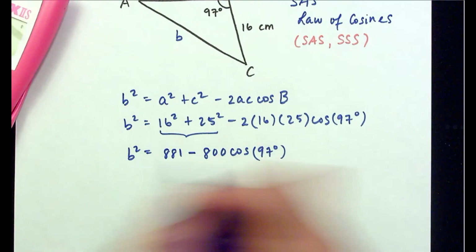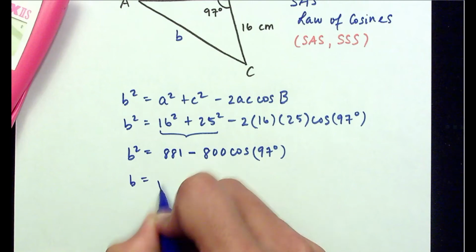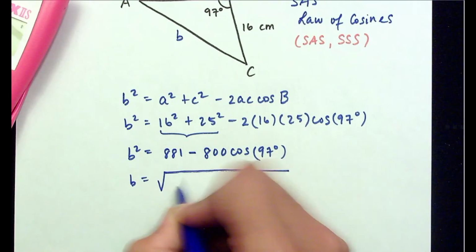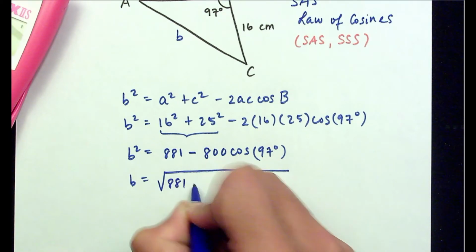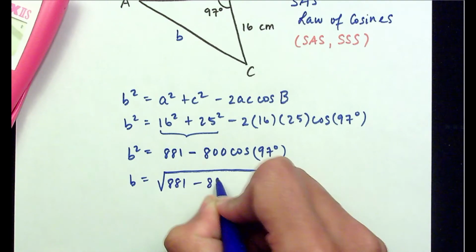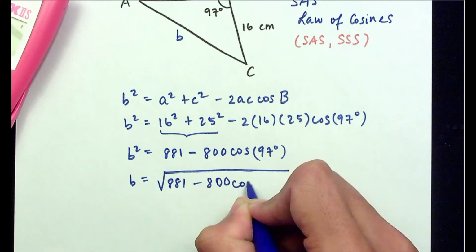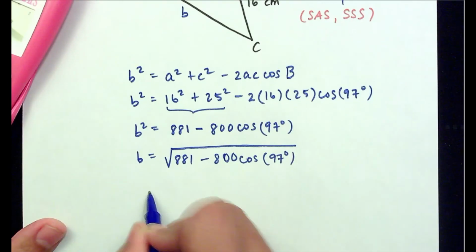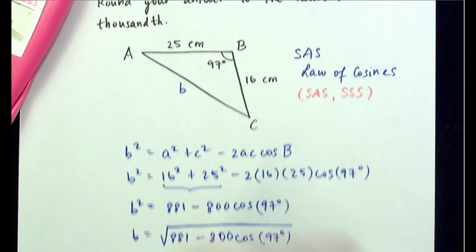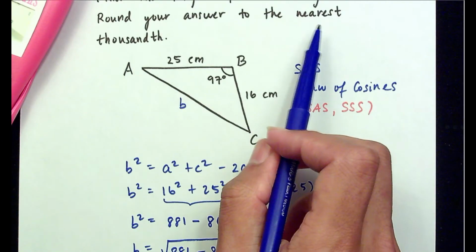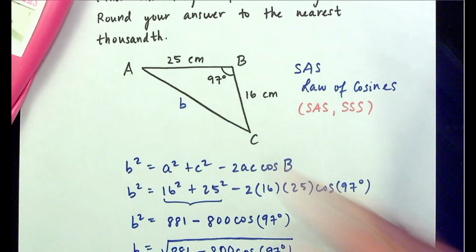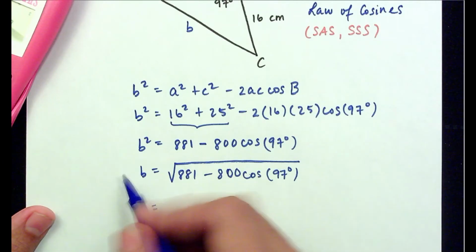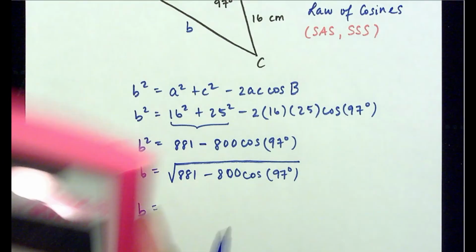Okay, now take square root on both sides. b is going to be the square root of 881 minus 800 cosine of 97 degrees. That would be the exact answer. But of course, we're going to put it in the calculator because we want to round the answer to the nearest thousandth. That means 3 decimals. So let's see what we get.